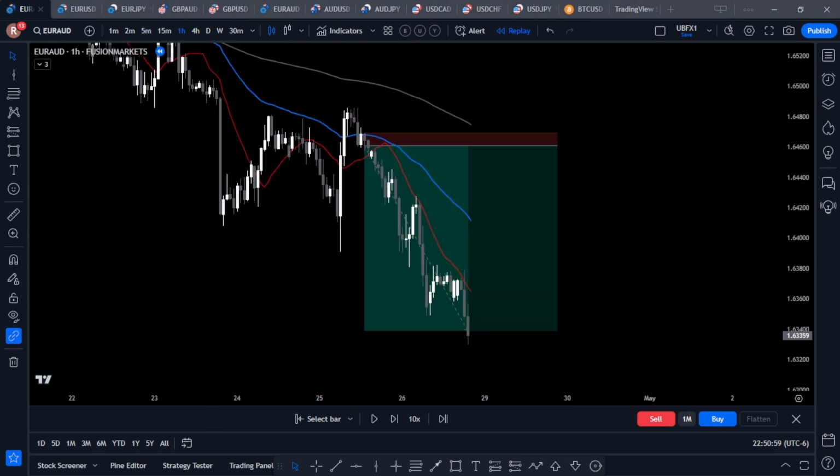So that is how you can get monster trades using a higher time frame for extended targets, using a smaller time frame for a smaller stop loss, and using some of the middle time frames for trade management.